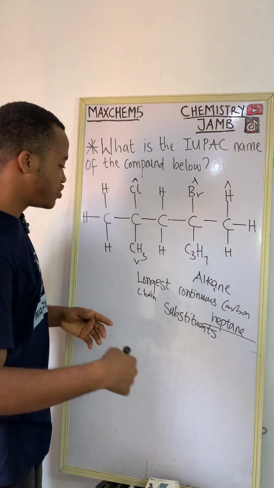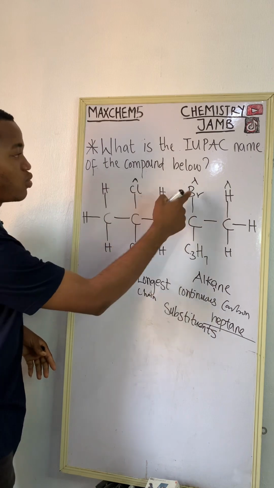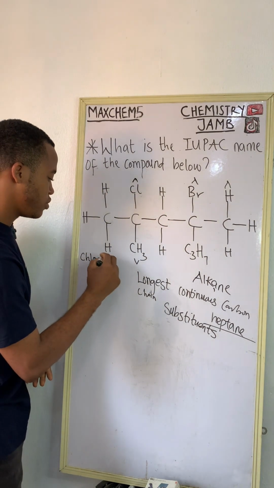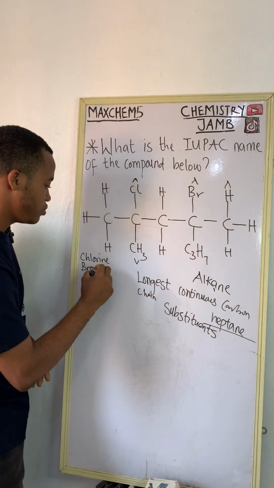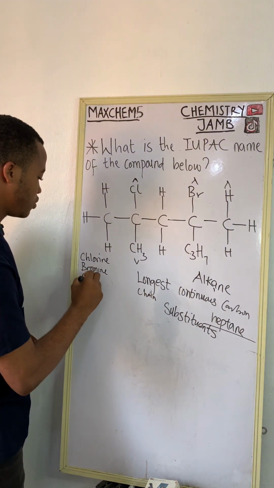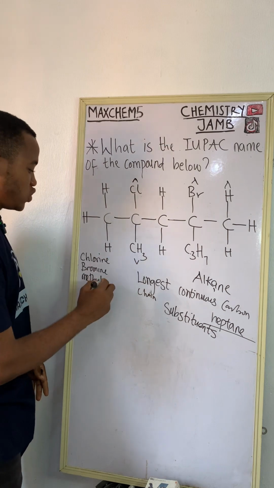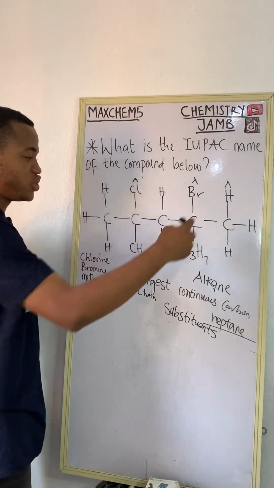So let us write our substituents out. We have 4 substituents. We have chlorine. Let's write chlorine. We also have bromine. Let's write bromine. We also have CH3, which is methyl. Don't forget, we also have another CH3 here. So in short, we have methyl times 2. We have 2 methyl substituents.